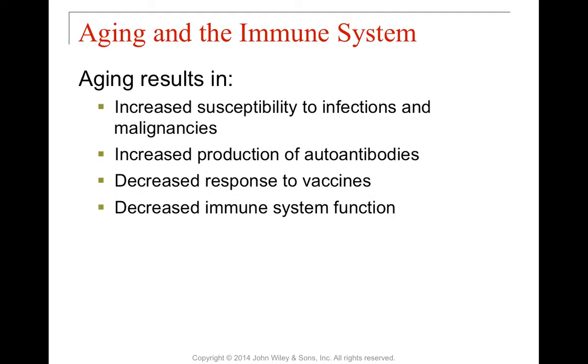We also will look at aging in the immune system. In terms of the immune system, aging results in increased susceptibility to infections and increased malignancies, as well as an increased production of autoantibodies and a decreased response to vaccinations. It also can result in decreased immune system function overall.